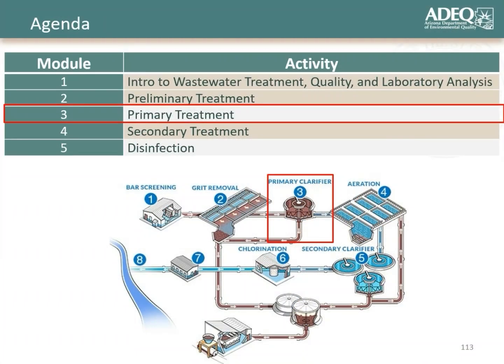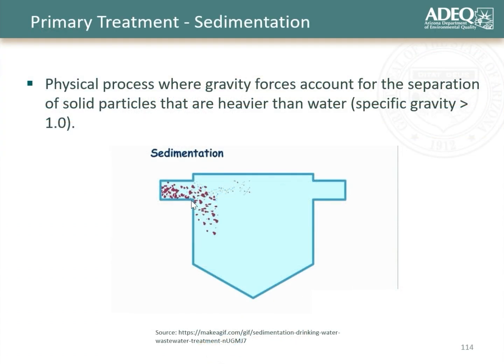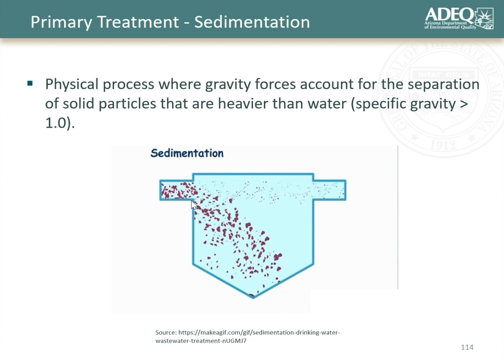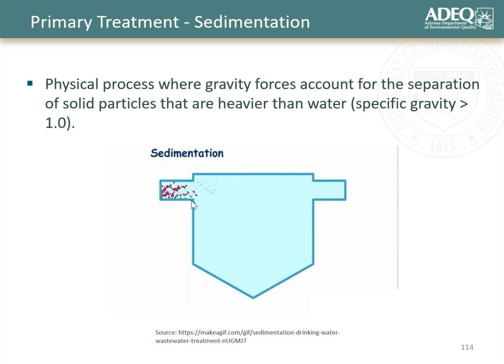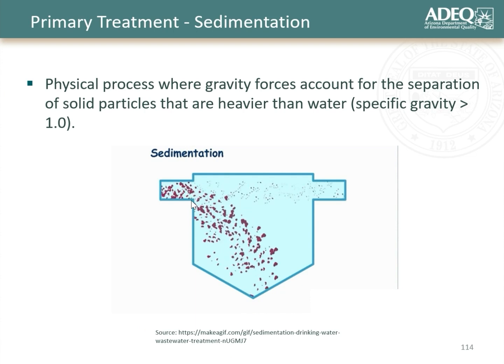This is Module 3, where we'll cover the basics of primary treatment, which typically includes primary clarifiers. So when we think about primary treatment, we're talking about a sedimentation process. This is a physical process where gravity forces the separation of solid particles from water.